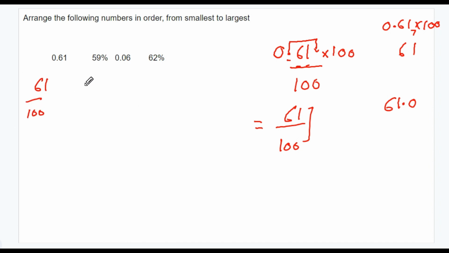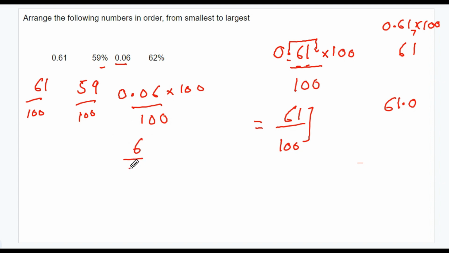Okay, now 59% means 59 divided by 100, because percentage shows that you have to divide by 100. Now for 0.06, again you need to change it into a fraction. What should you do? You have to multiply it by 100. Why? Because you need to move your decimal 2 times forward, and the same thing you have to do in the denominator. What will you be left with? You will be left with 6 by 100.